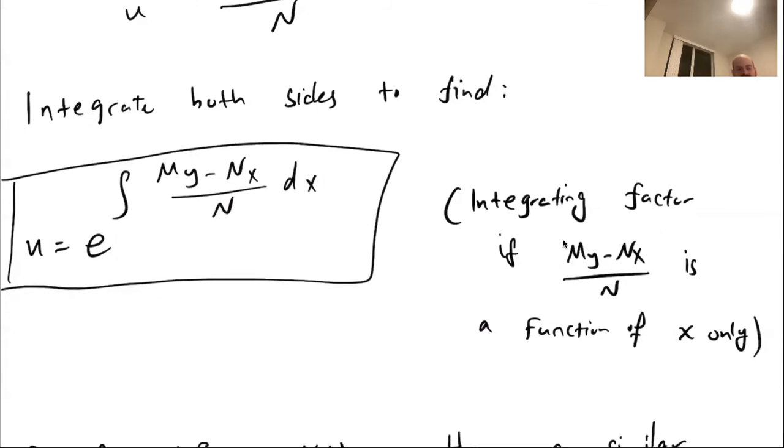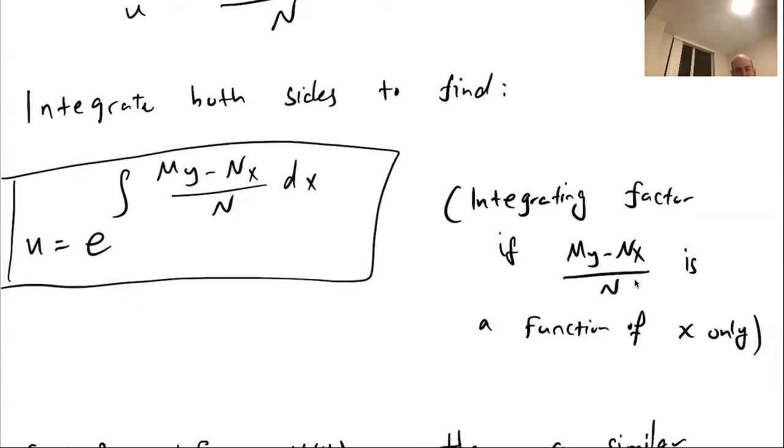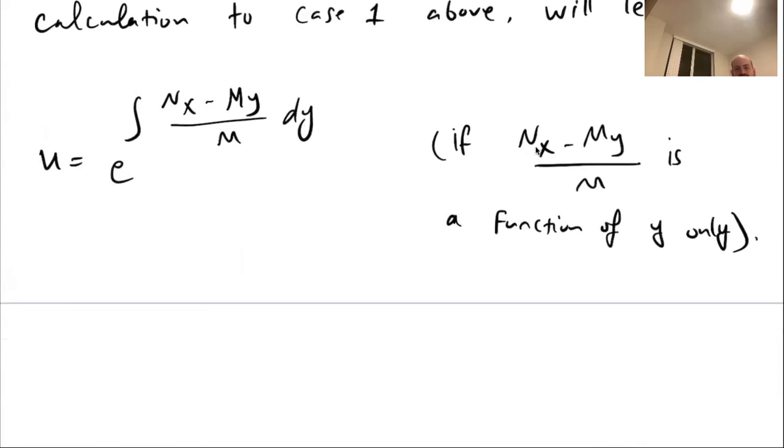But what if it's not a function of x only? Then look at this expression, nx minus my divided by m. Is this a function of y only? If it is a function of y only, then integrate it. E to that power will be your integrating factor, meaning that if you multiply both sides of your equation by u, you will have an exact equation.